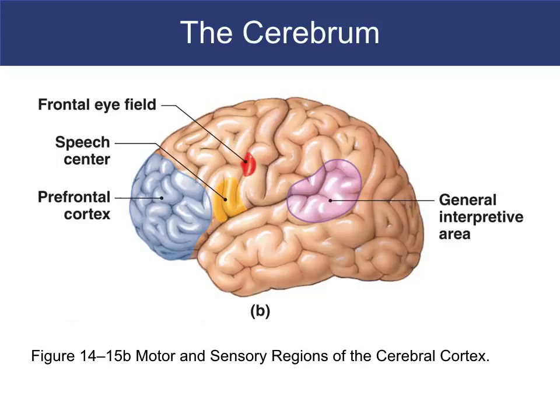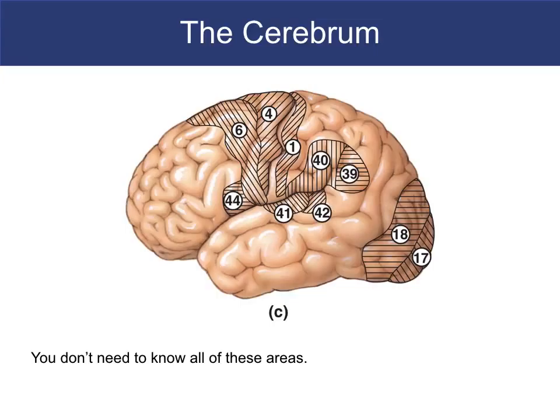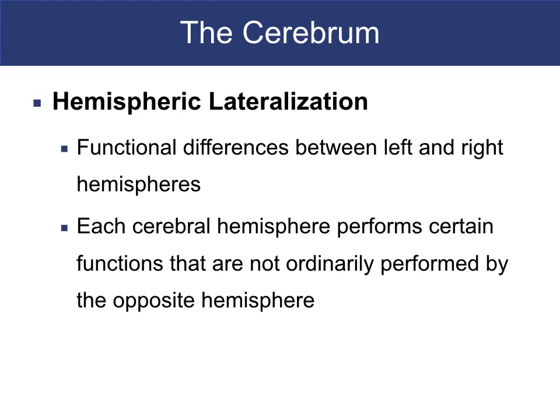Okay, so here's the general interpretive area. It's right there at the back end of the lateral sulcus. Speech center, eye field. Most of the eye field is back here. Here's that prefrontal cortex that they were sucking out in the old days. You don't need to know any of these. These are different areas that have been worked out. I think it's neat to know that they've been worked out, but you don't need to know that stuff. Let's talk about this right brain, left brain thing.